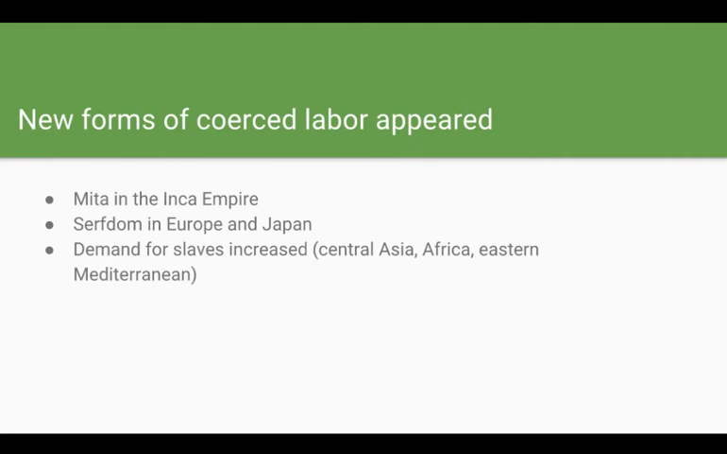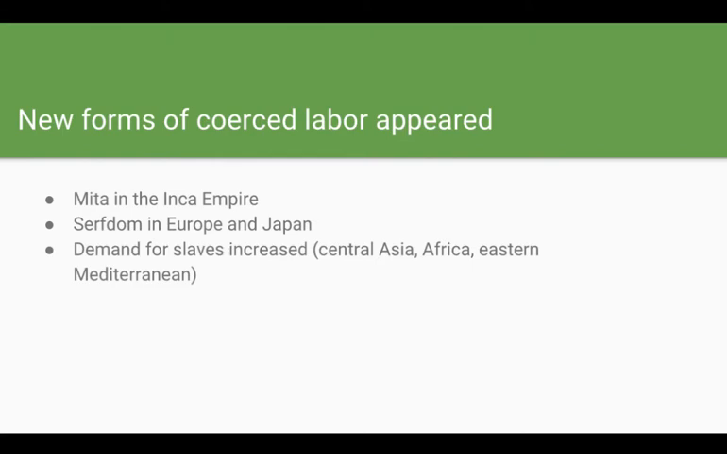Some of the new forms of coerced labor were the mita in the Incan Empire, and serfdom in Europe and Japan, which is essentially the labor system associated with feudalism, which is more of a political system. The serfs being the peasants who are essentially tied to the land and have to produce for the lords.